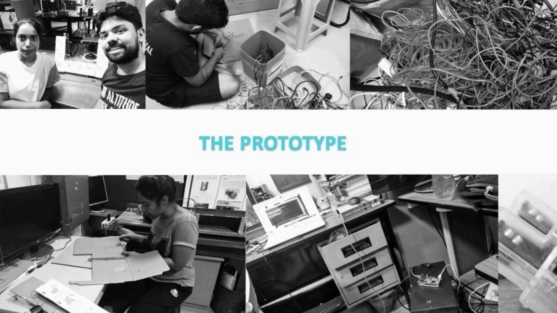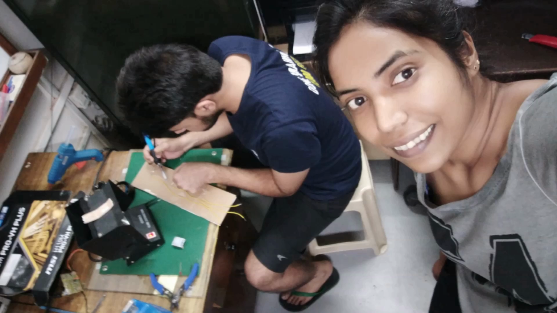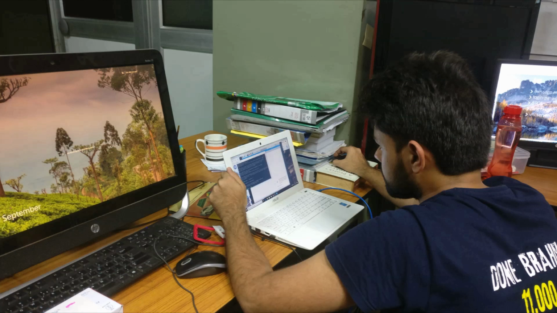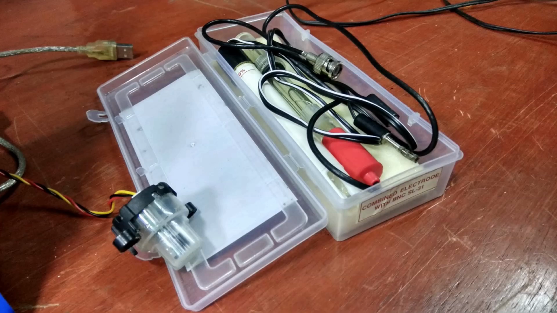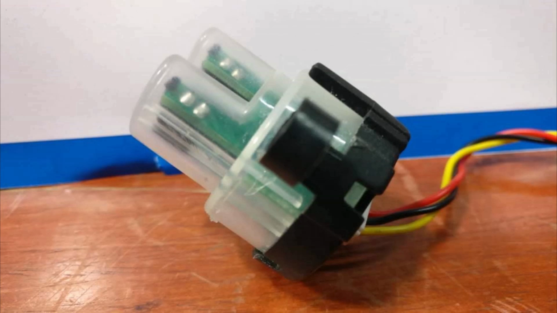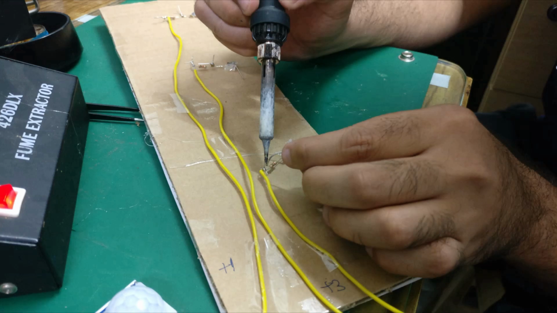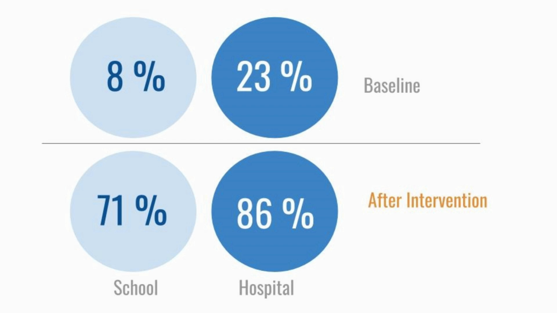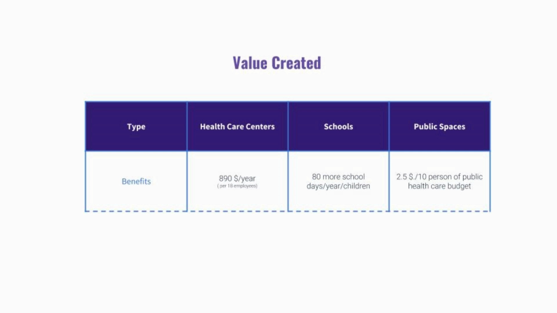After a detailed iteration and sensor prototyping, we made a functional low-fidelity prototype and tested it with stakeholders. Initial testing demonstrated a quick technique improvement and very positive user engagement. From a baseline compliance of 8% in schools and 23% in hospitals, we saw a huge increase within a week of the pilot. Washmetrics created a lot of value for healthcare centers, schools, and the public healthcare system.